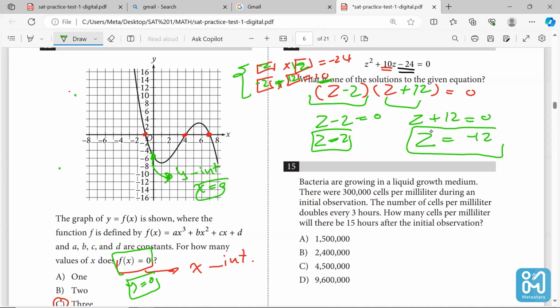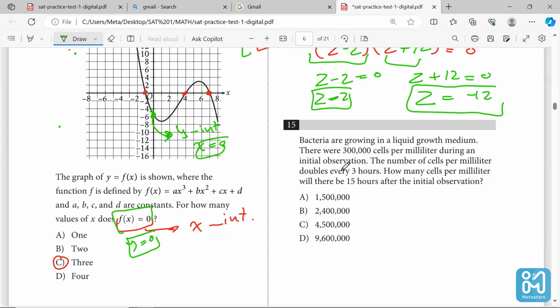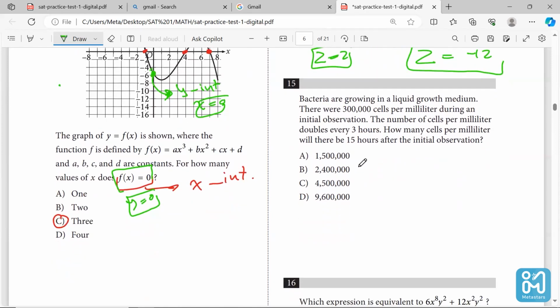Clear? Right. Here, let's talk about bacteria growing in a liquid growth medium. There were 300,000 cells per milliliter during an initial observation. The number of cells per milliliter doubles every 3 hours. Focus, it's going to double every 3 hours. How many cells per milliliter will there be in 15 hours? Now, double every 3, so I will divide 15 over 3. My answer is going to be what? 5. So it's going to be doubled how many times? 5 times.